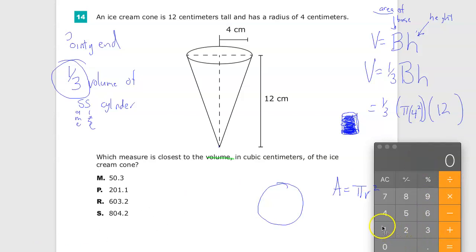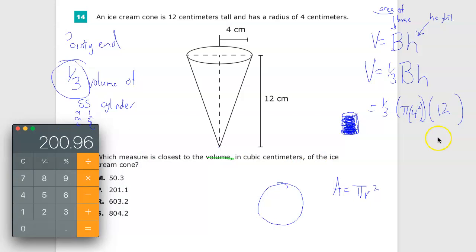I'm going to do 1/3, and depending on your calculator, you can handle it any way you want. So I've got that times pi, so 3.14, we'll just use that, times 4 squared, which I know 4 squared is 16, so I'm just going to move past that part of it, times 12. So what I typed in for this, by the way, is 1/3 times pi times 16 times 12. And I ended up with 200.96.